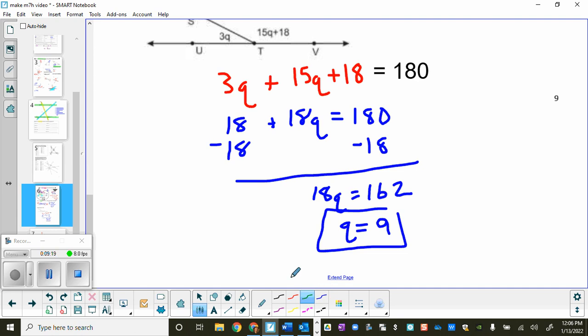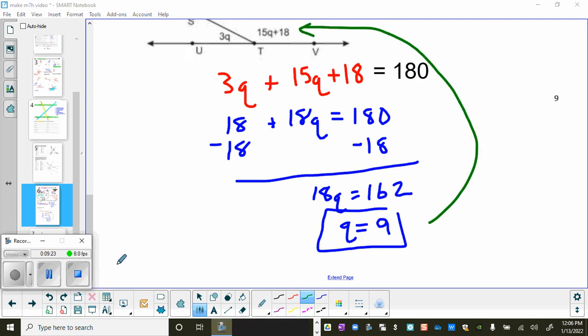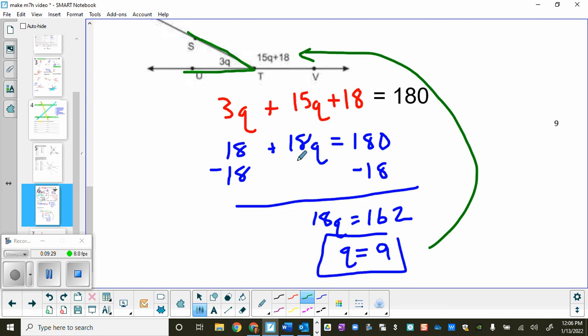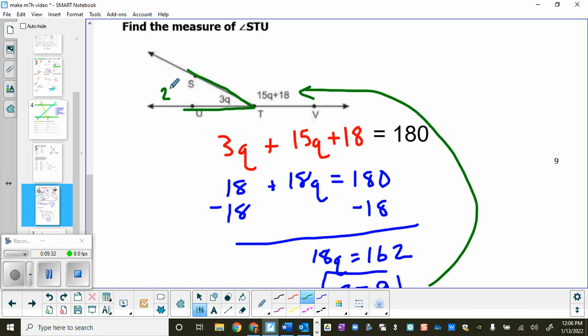So we're going to take that, and then we're going to plug it back in up here. So we've got, if we're trying to find STU, that's this angle right here. So 3 times 9 would be a 27-degree angle. And that's the only one it wanted us to find, so we can stop there.